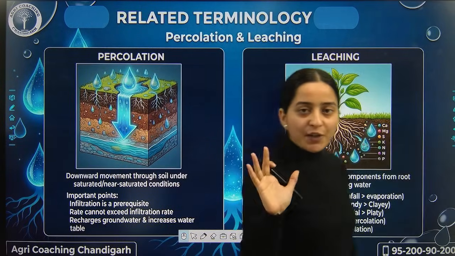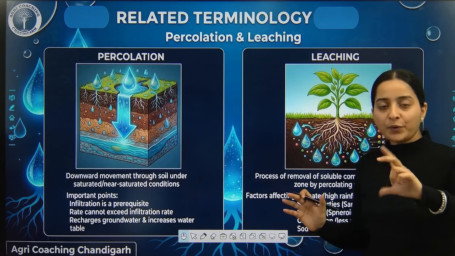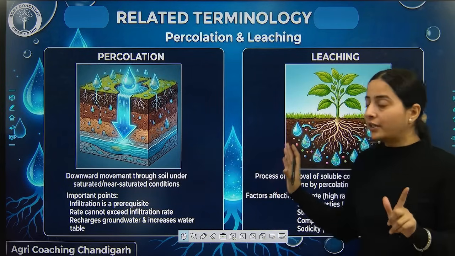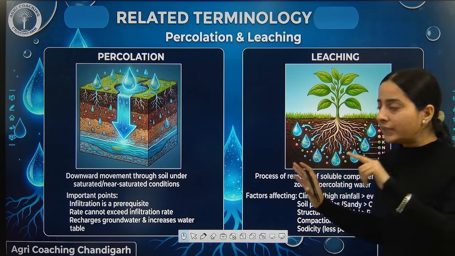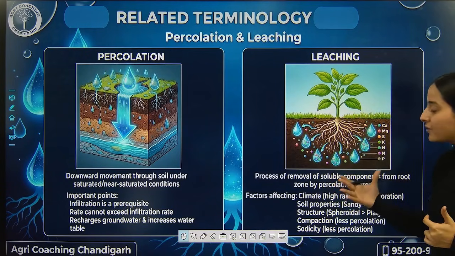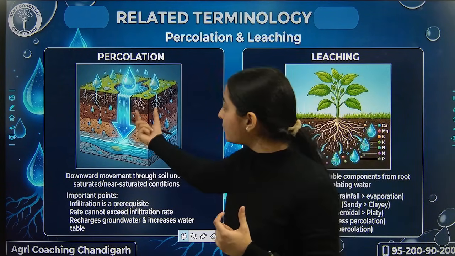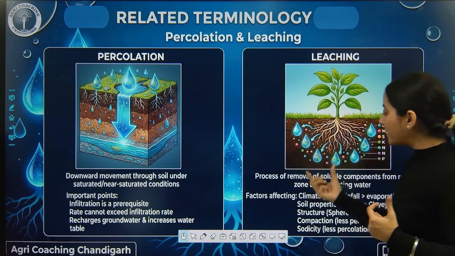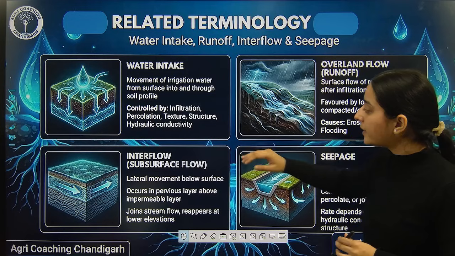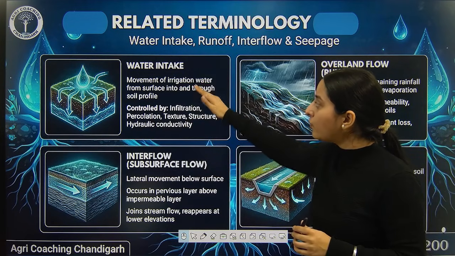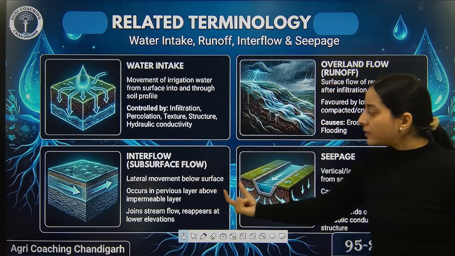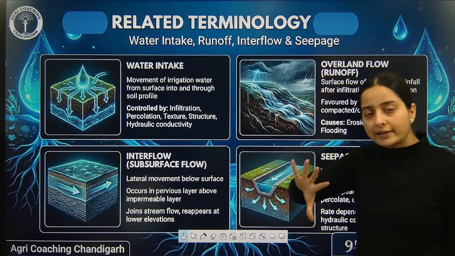Next one is percolation. Percolation means water moving through the soil profile or soil column, in the case of saturated soil. I already uploaded one video related to that, with a visual representation of these processes. Next one is leaching. Leaching is when salt moves along with this moving water, meaning the process of removal of soluble components. Next one is water intake, the movement of irrigation water from the surface into and through the soil profile. And interflow is just the lateral movement in the soil.